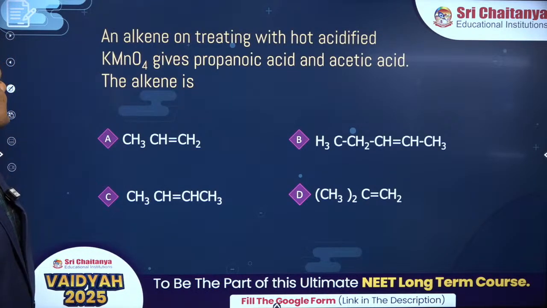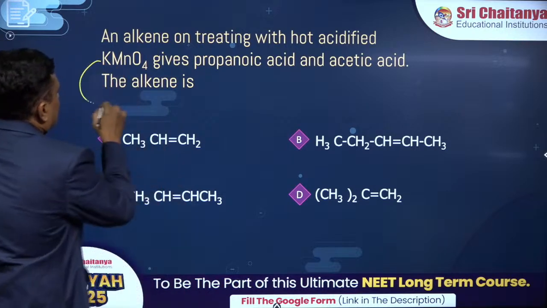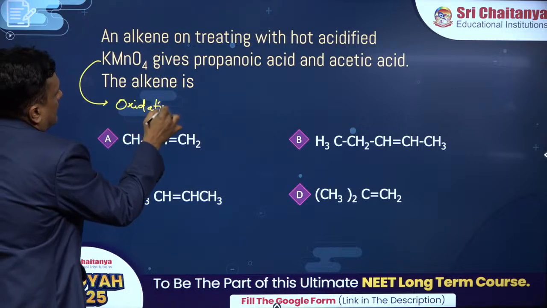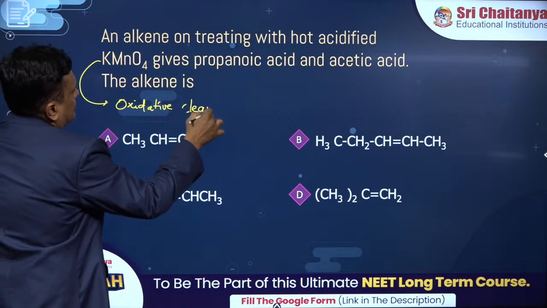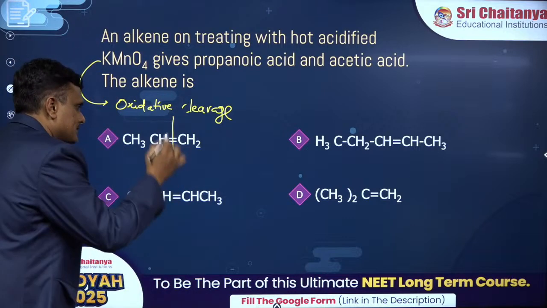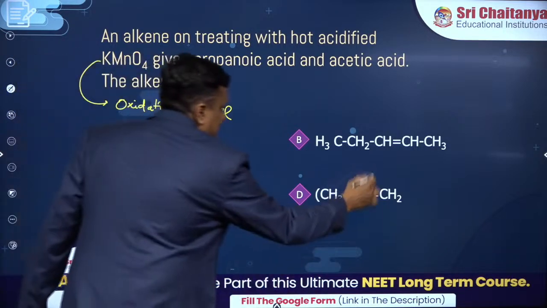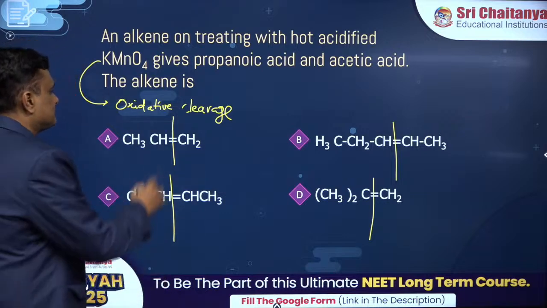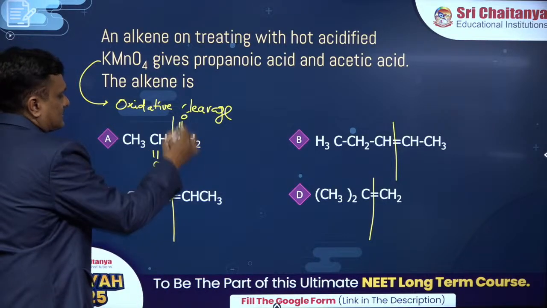Alkene treated with hot KMnO4. Hot KMnO4 always means oxidative cleavage. I suggest you work out the answer like this. Listen, break the double bonds and keep the double bonds. You can see the products that are obtained.